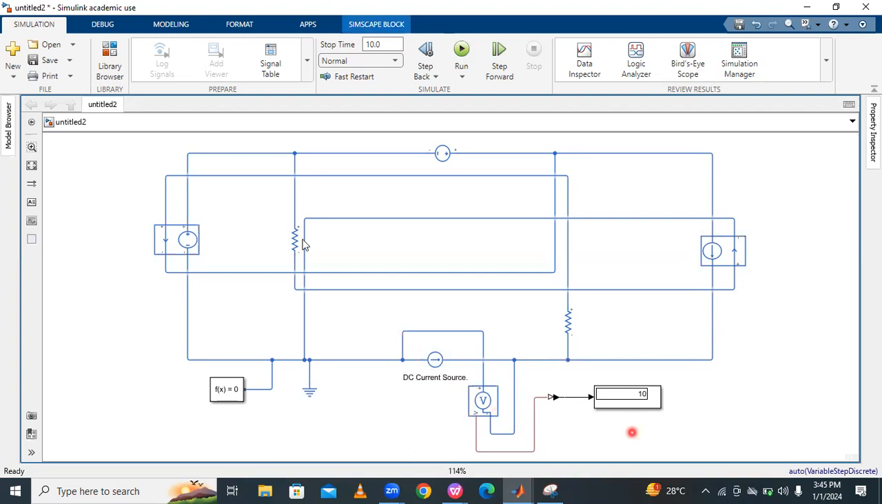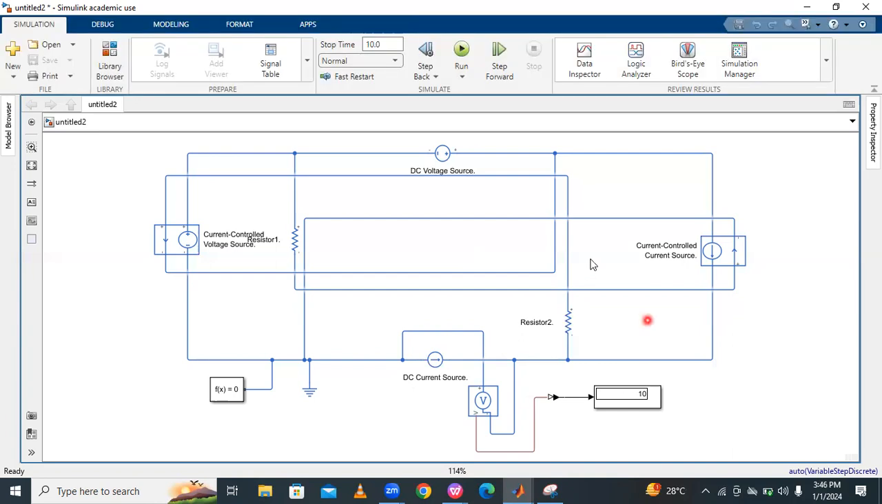This is called DC voltage source, 1 ohm resistor. This is called 1 ohm resistor. This is called current controlled voltage source. Here, this is called current controlled current source. And then this is called 2 ohm resistor. Previous one is called 1 ohm resistor. And this is called DC current source, and then simulate. And you will get the voltage across the DC current source is called 10 volts.